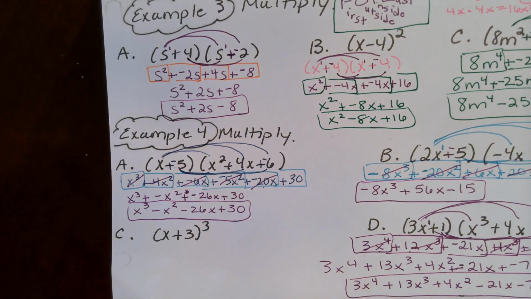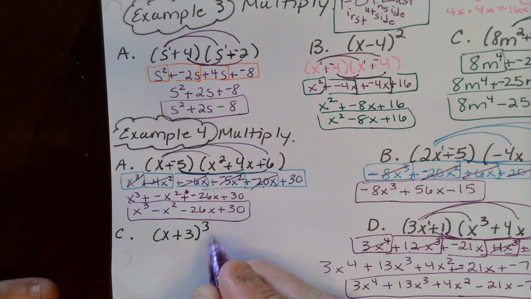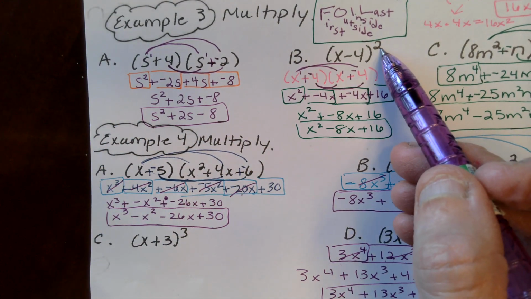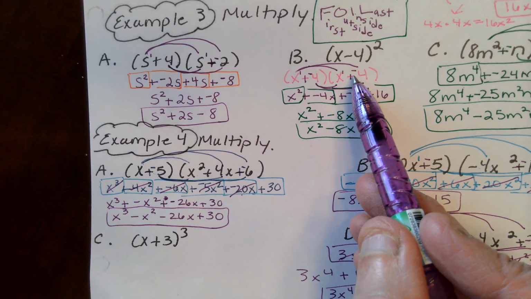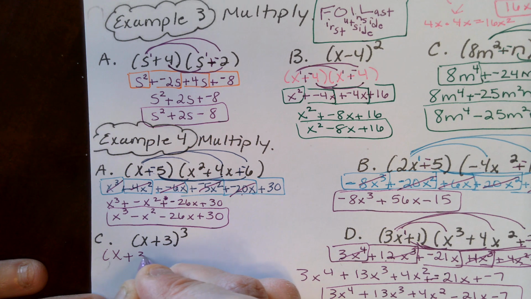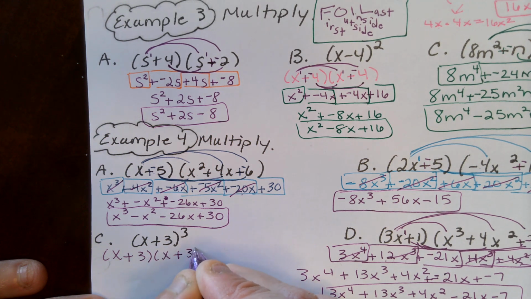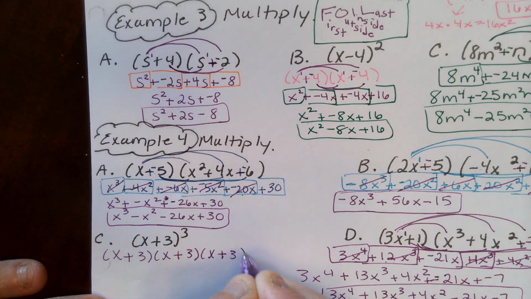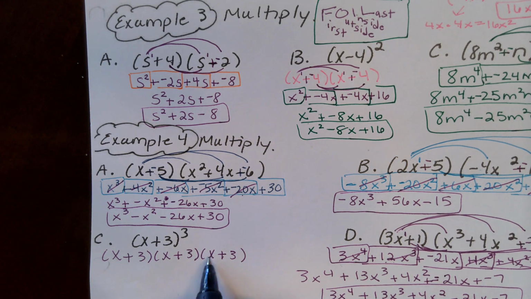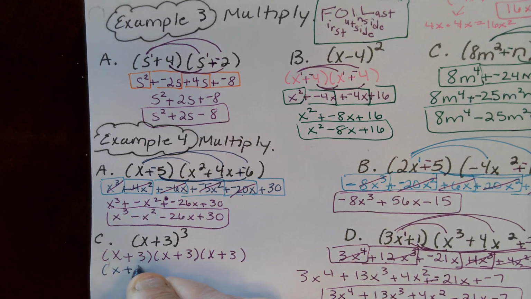All right, and this last one is third. Remember up here when we saw the 2 right here? Then we had to rewrite it twice. Well, there's 3. So you got to rewrite it 3 times. x plus 3 times x plus 3 times x plus 3. And you have to do 2 of them and then do the third one. So I'm going to start with these 2 and just leave this guy out front. So I'm just going to rewrite the first one.